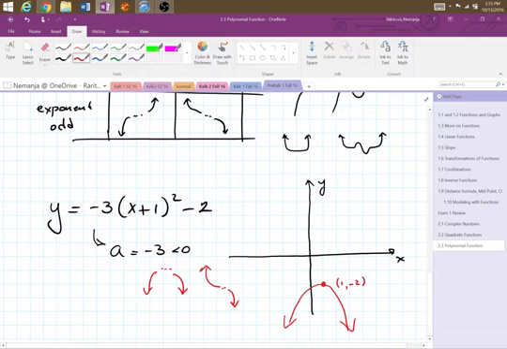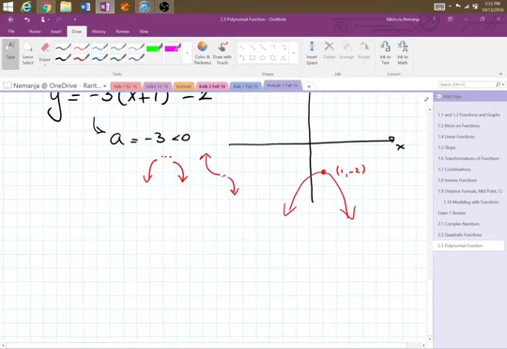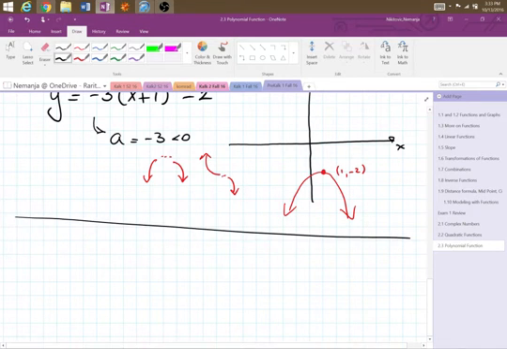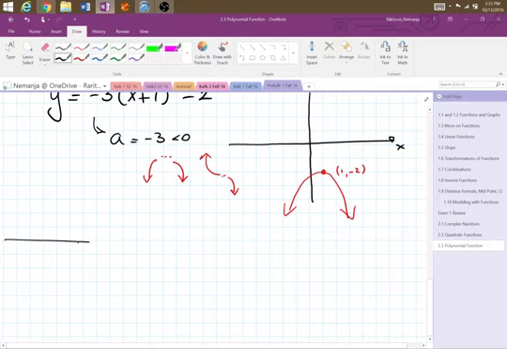So let's take a look at a few more examples. It's a terrible line. I can't draw the straight line. Let's call that good.